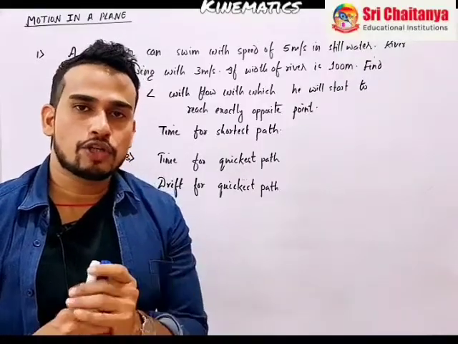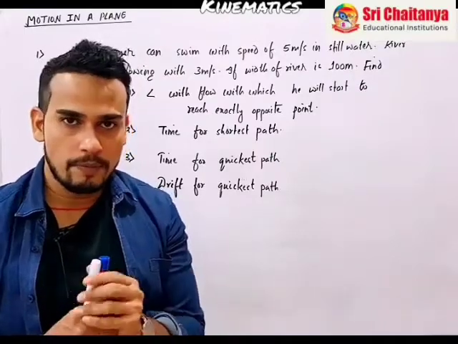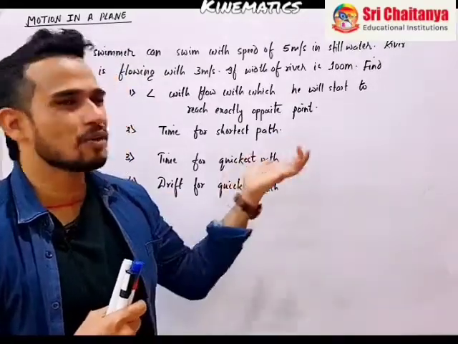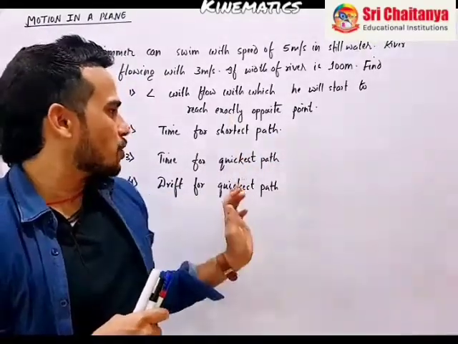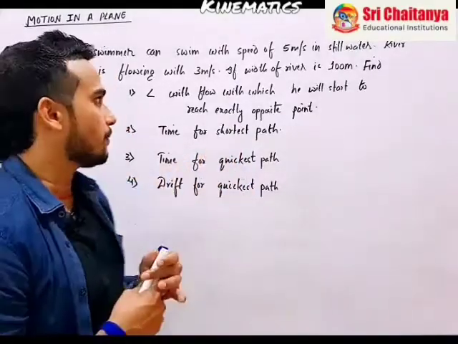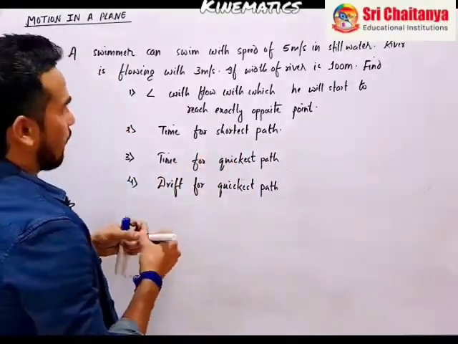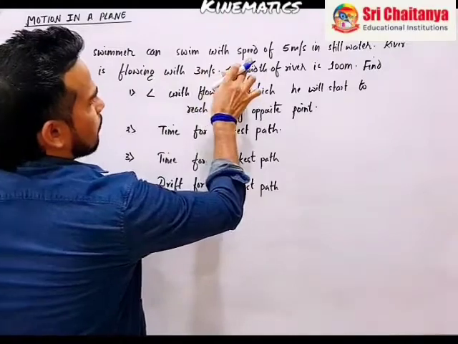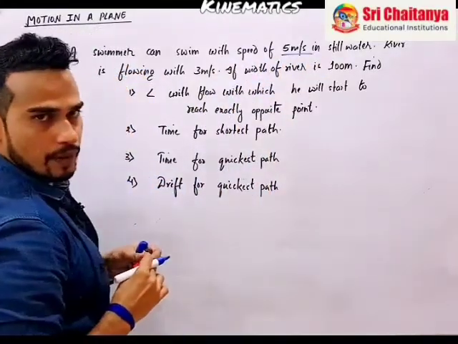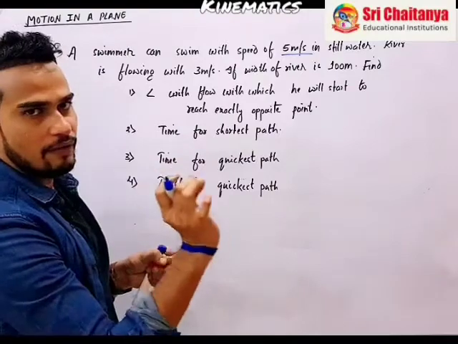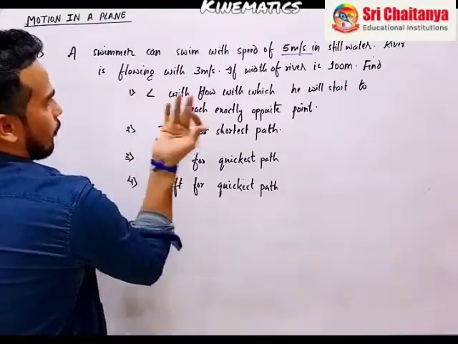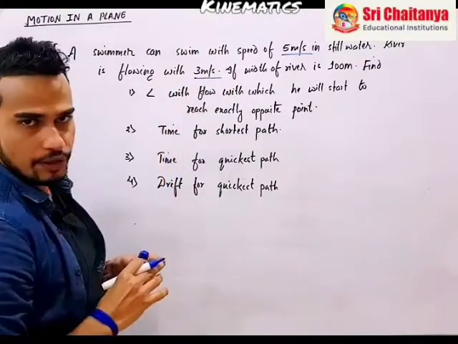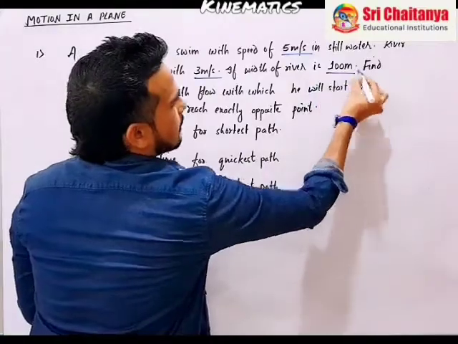Now let's see one question based on the river swimmer problem which we just studied. Just to revise, I am talking about one question. Easy question but an important type of situation. If you read the question, there is a swimmer who can swim with a speed of 5 meter per second in still water. The river is flowing with a speed of 3 meter per second. The width of the river is given as 100 meter.